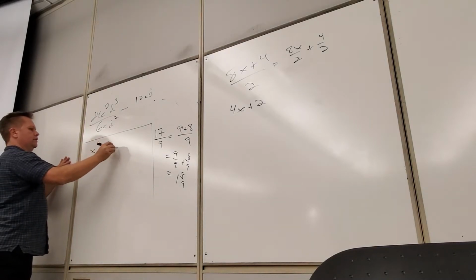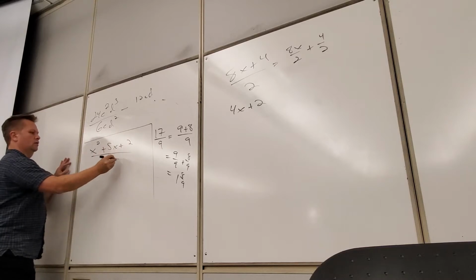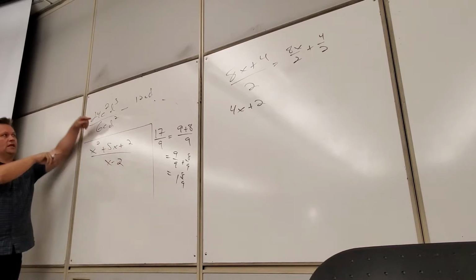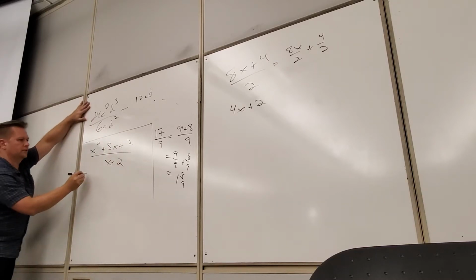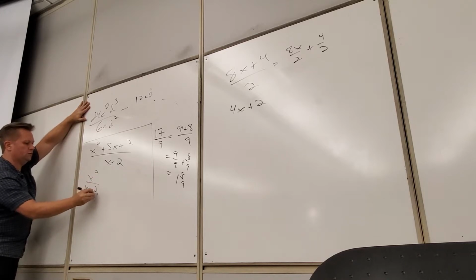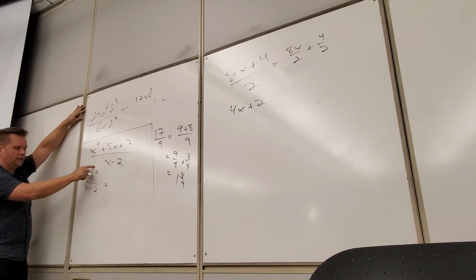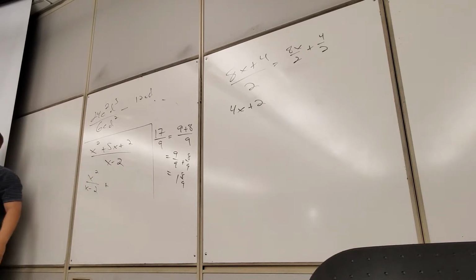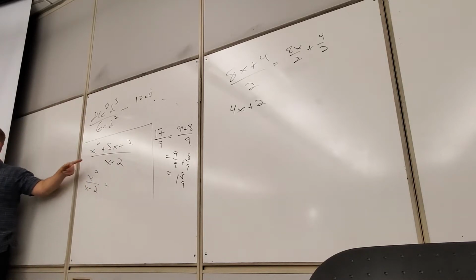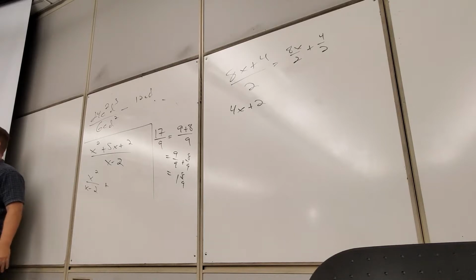So if I have something like this, and I try to do the same thing I'm saying to do here, watch what happens. I get x squared divided by x minus 2, right? Plus, can I do anything with this? No. There's a minus. I can't reduce the x's or anything. I can't do anything with it. That's why I have to do long division or synthetic division.